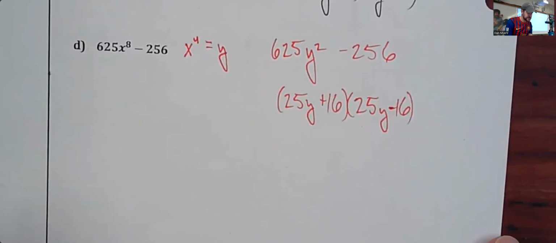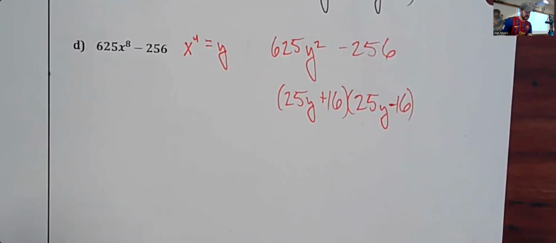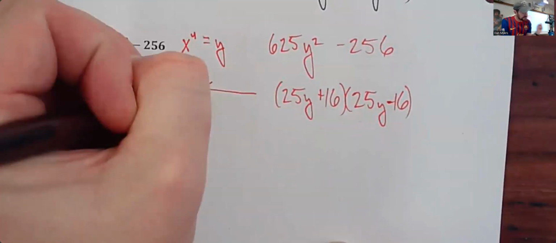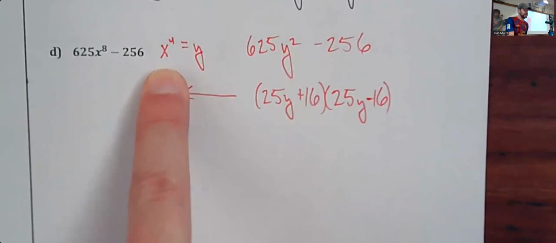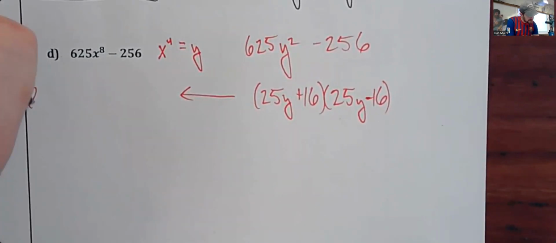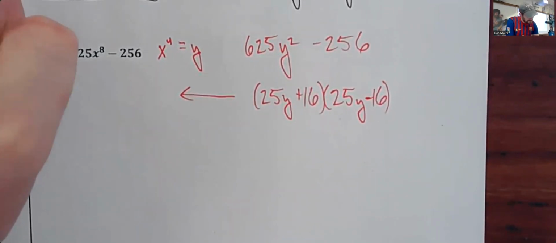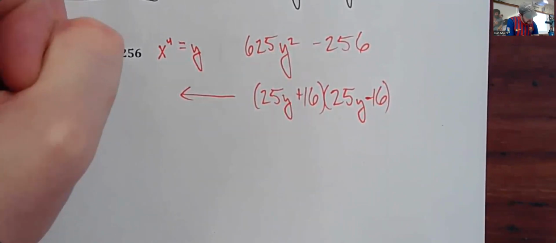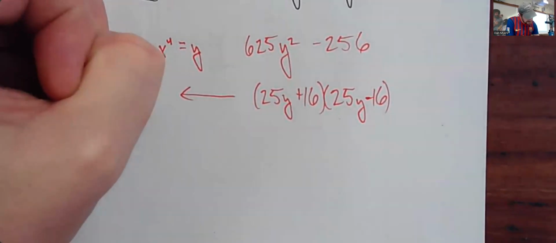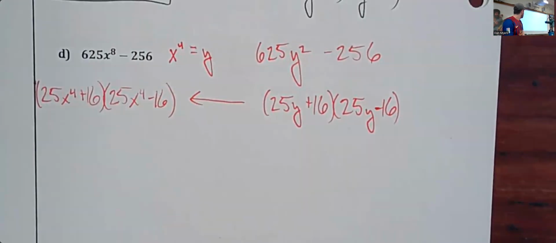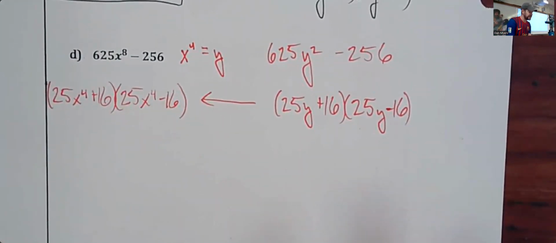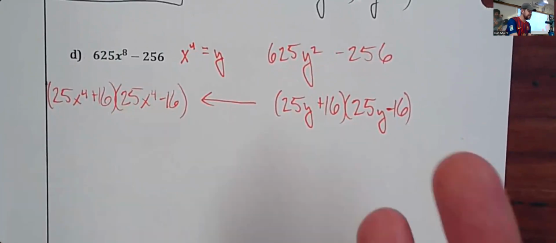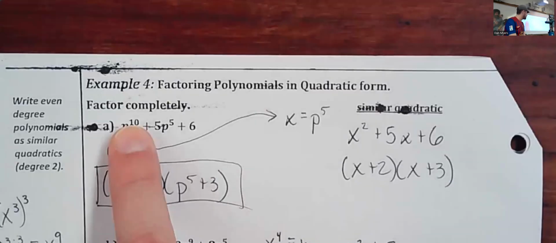All right. So then, I think that's it. So we're going to go back over here. And we're going to rewrite the original value of y, which is x to the power of 4. So we're going to say 25x to the 4th power plus 16 and 25x to the 4th power minus 16. Now, in the previous 3 problems, A, B, and C, we were done at this point because we couldn't continue factoring, but the directions at the top do say to factor completely.